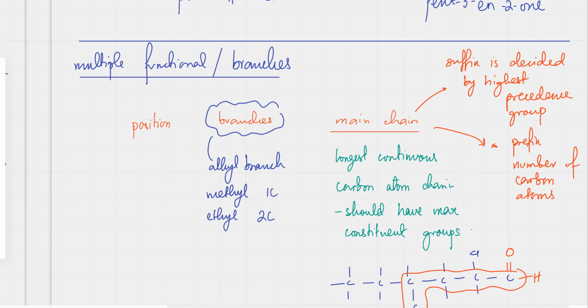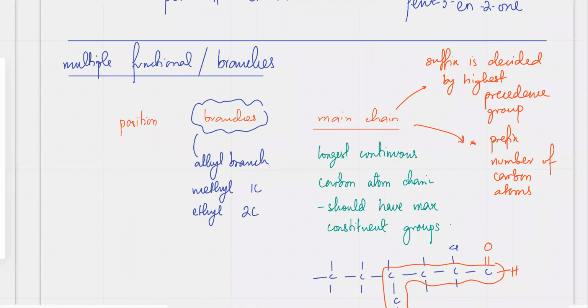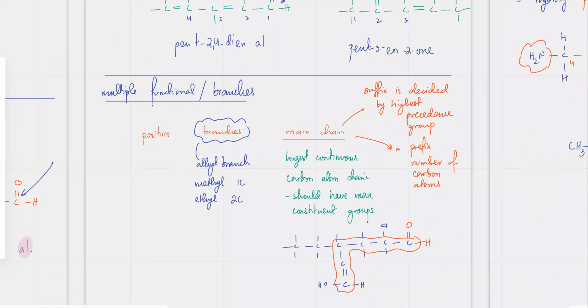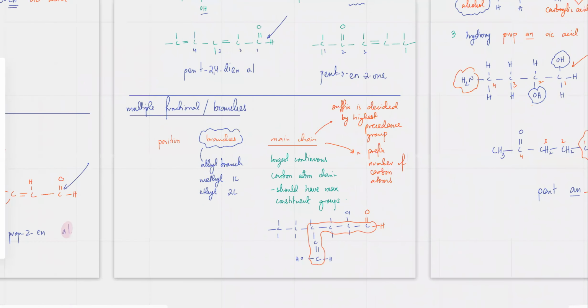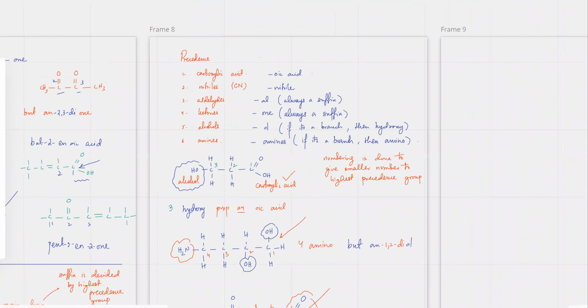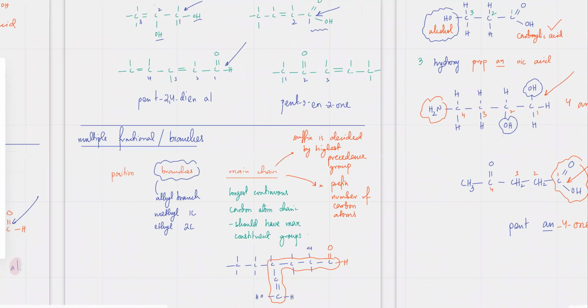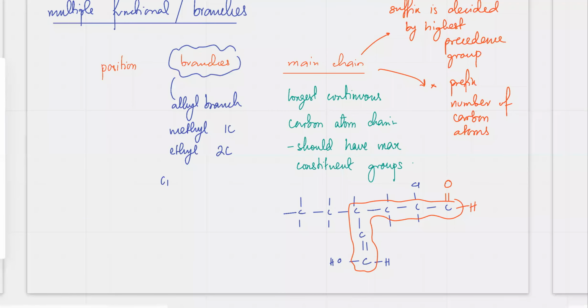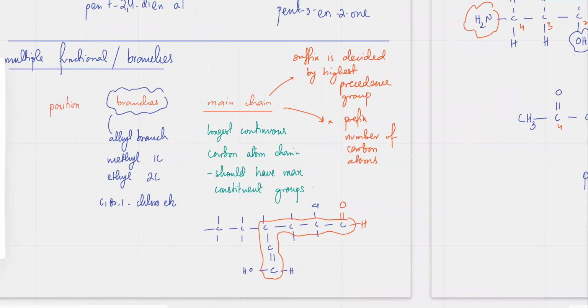And you're going to give the position. I did talk about the position: the position is decided by the highest precedence group. So let's do a more complicated molecule. The only thing is now I'm going to have these alkyl branches. And another thing is, these chlorine, bromine, and iodine substituents would also be called branches, and they would be referred to as chloro, bromo, iodo.